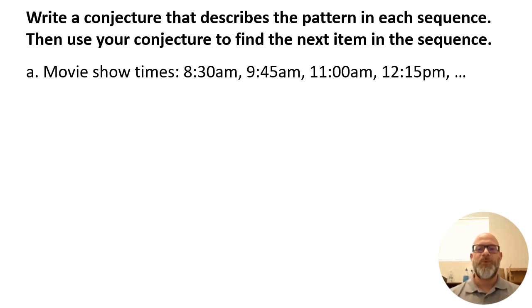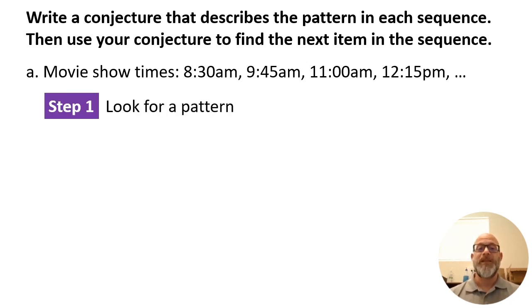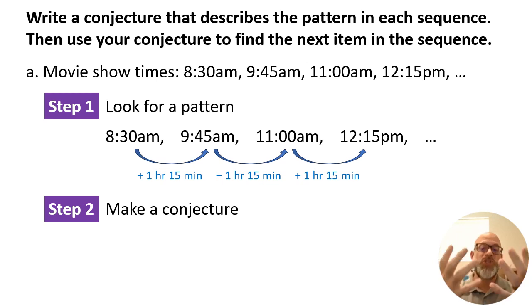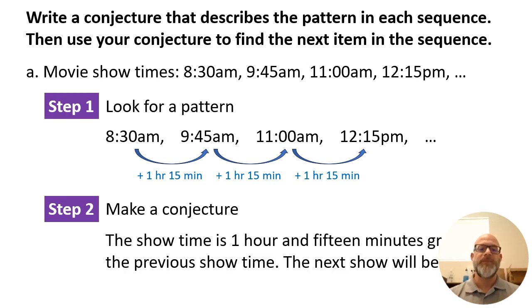You probably said, well, an hour and 15 minutes later, it should be 1:30 p.m. Let's see. If I look for a pattern, yeah, it looks like I'm adding an hour and 15 minutes between each show time. So now I make a conjecture based on the pattern. The show time is 1 hour and 15 minutes greater than the previous show time. So the next show time would be 1:30 p.m.